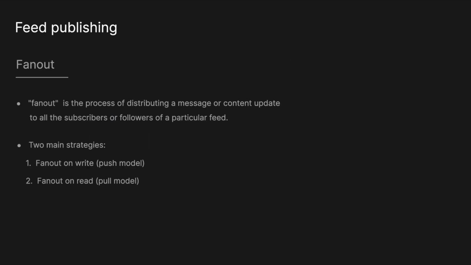Okay, and so looking at one of the main functional requirements, this is feed publishing and retrieval. So for us, what we're going to be looking at is the fanout method. So fanout is basically just the process of distributing a message or content updates to all of the subscribers of a particular feed. And there are two main strategies for this. There's the fanout on write, the push model, and then the fanout on read, the pull model. So let's look at these now.